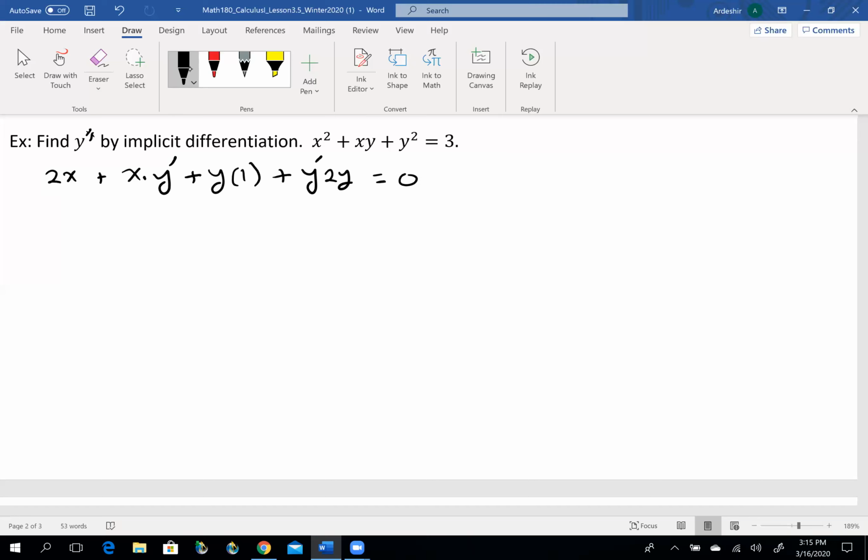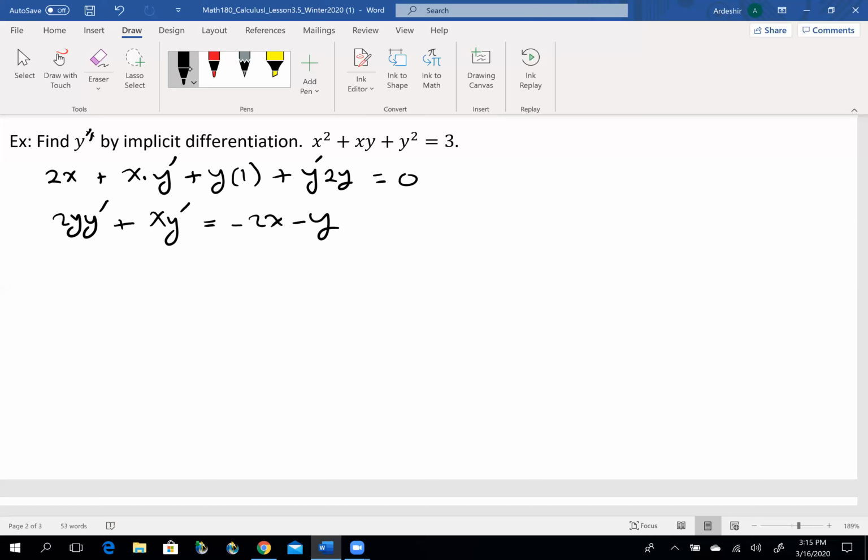So now again I'm going to keep the y prime on the one side, and then the rest I'm going to bring to the other side, so it's going to be 2y y prime plus x y prime equal to negative 2x minus y.